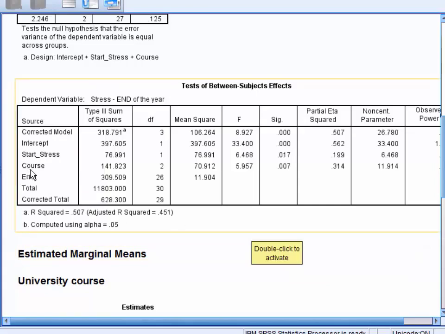Below this, we can see that even after controlling for stress at the start of the year, university course is also significantly related with our dependent variable. This table also contains the information that we need for the write-up. More specifically, the test statistic, which we denote with an italicized capital letter F, the degrees of freedom, which we denote with an italicized DF, and our significance level, or p-value.